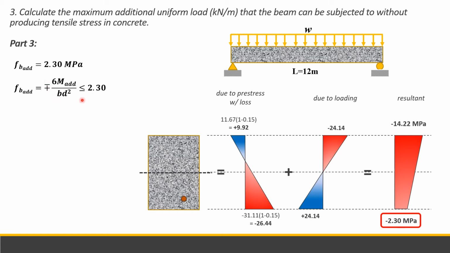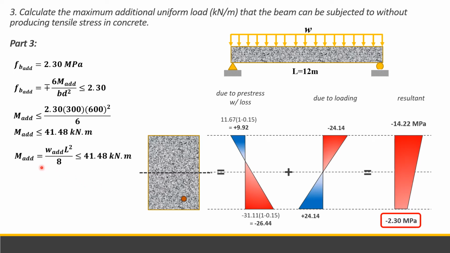So using this formula, we can solve the moment since we have bd. So moment is equals to 2.30 times 300 times 600 squared over 6. So the additional moment is 41.48 kilonewton meter. So parang pabalik tayo, no? Pabalik yung magiging solution natin dito. So given the stress, kukunin natin yung load. So kanina, given the load, kukunin natin yung stress.